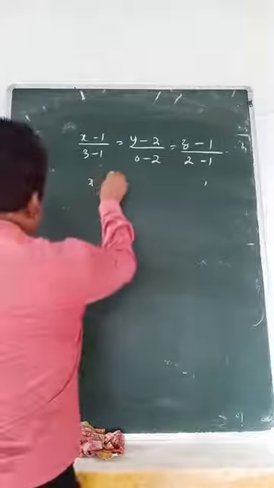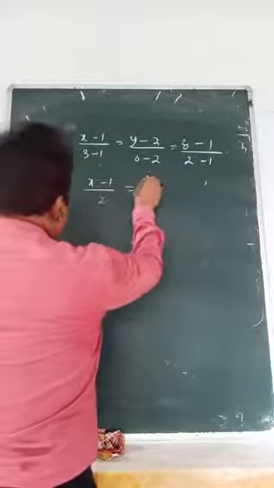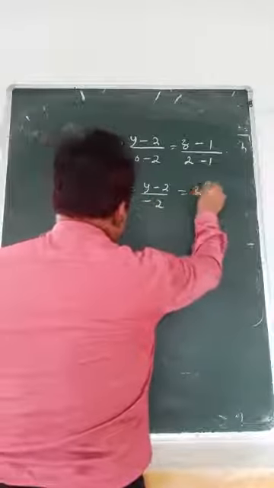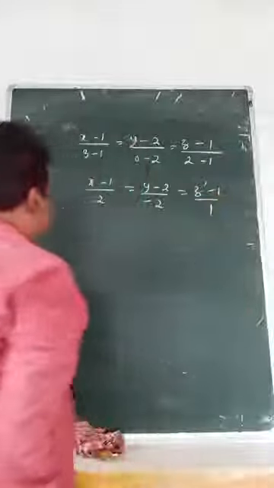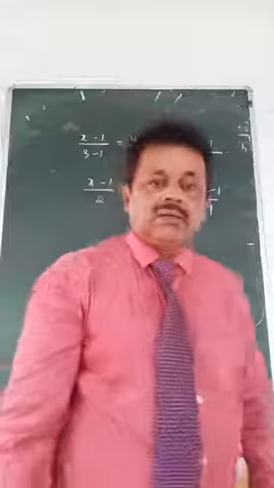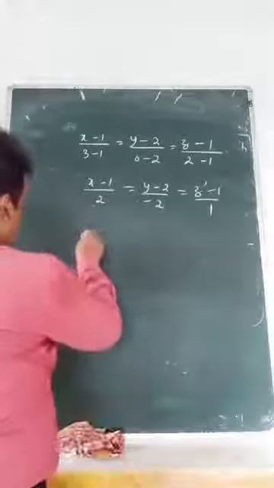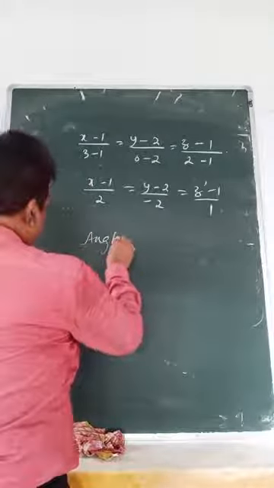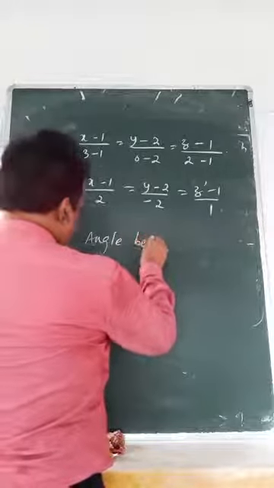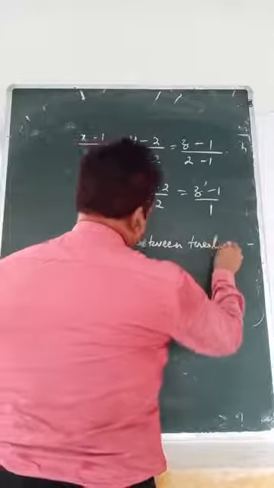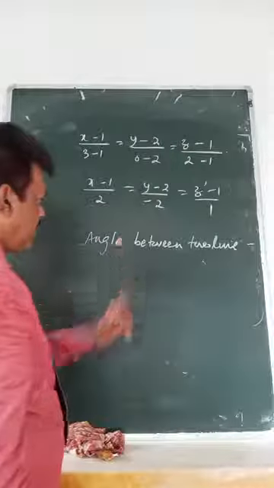You are getting (x minus 1) by 2, (y minus 2) by minus 2, (z minus 1) by 1. Okay, this is the equation of the line passing through 2 points. Now look at here, angle between 2 lines.